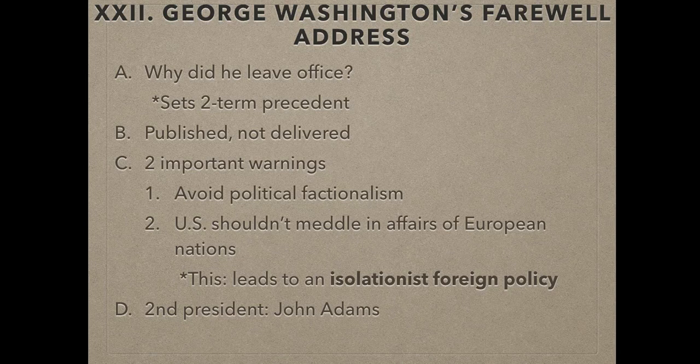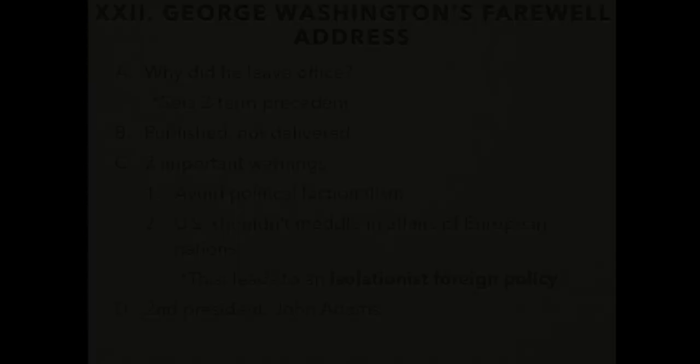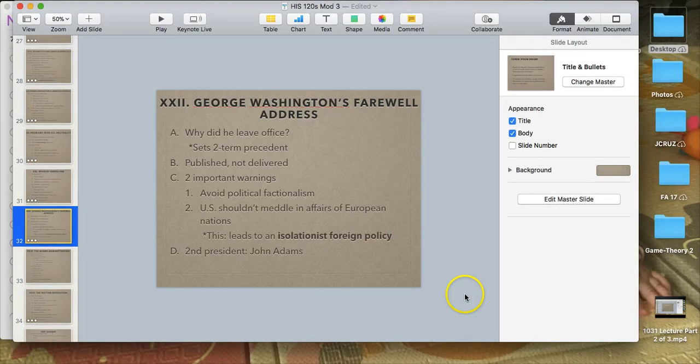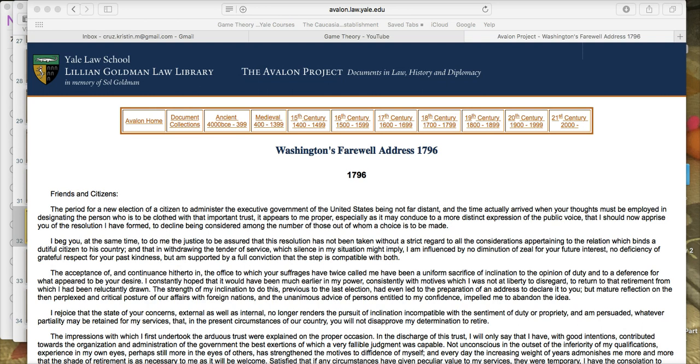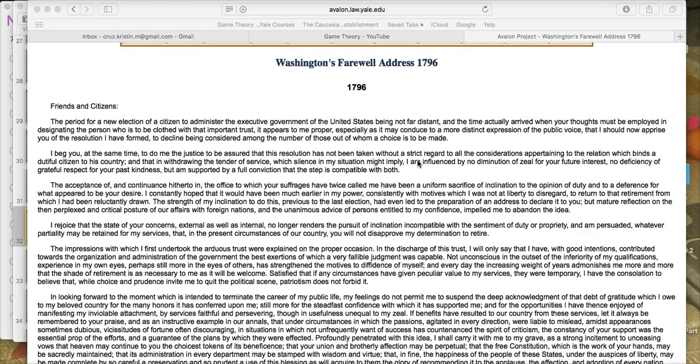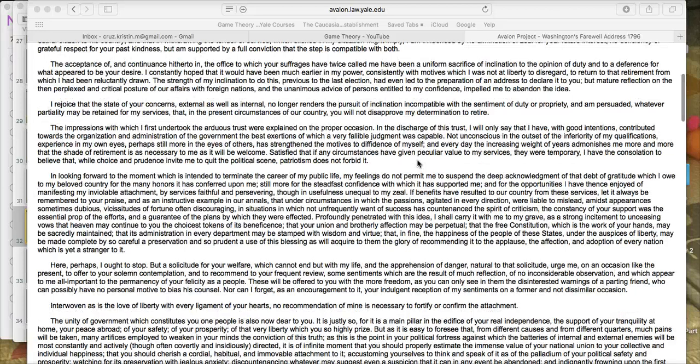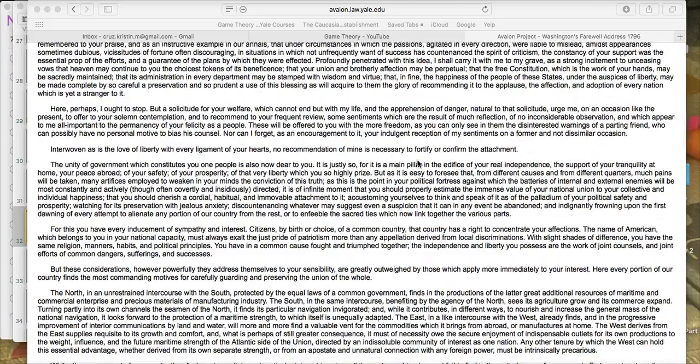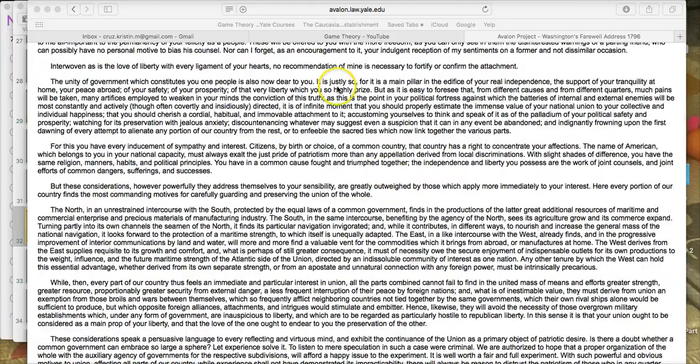The last bullet that I have on this slide is that our second president is John Adams. But I do want to take a minute and show you part of the text of George Washington's farewell address. Okay, so here's the text of Washington's farewell address, and I won't read you the whole thing, obviously, but I want to just go through those parts where those two issues are addressed here. First he thanks the country for placing their trust in him and so on and so forth.